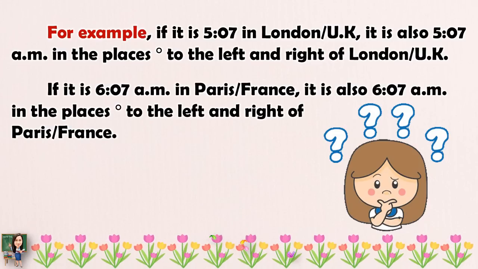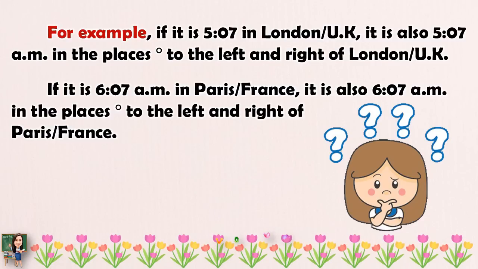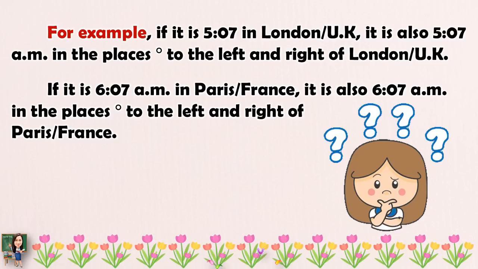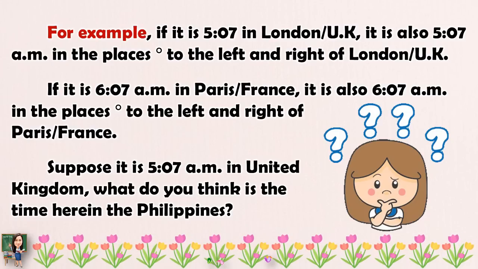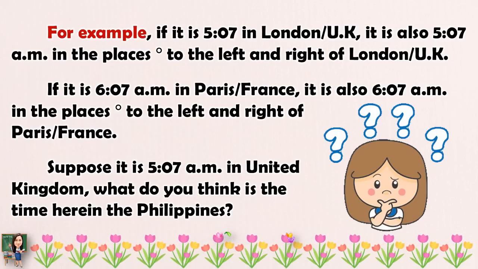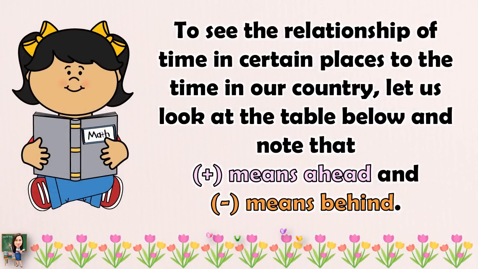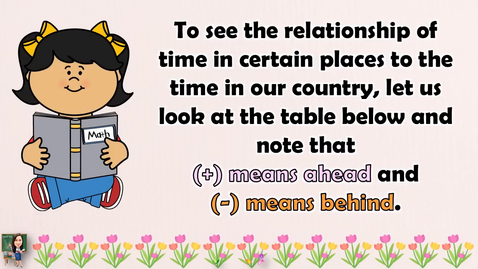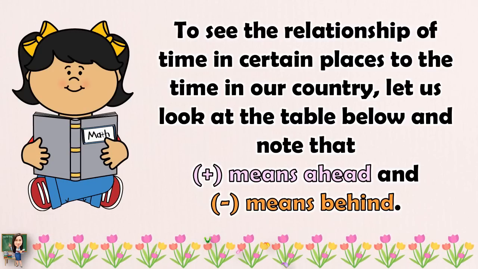If it is 6:07 AM in Paris or France, it is also 6:07 AM in the places to the left and right of Paris and France. Suppose it is 5:07 AM in the United Kingdom, what do you think is the time here in the Philippines? To see the relationship of time in certain places to the time in our country, let us look at the table below and note that the plus symbol means ahead and the minus symbol means behind.